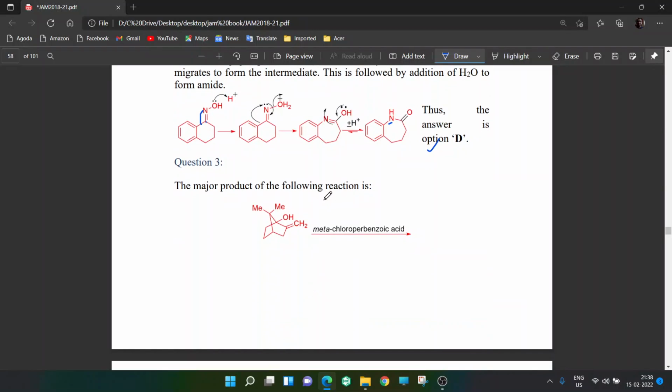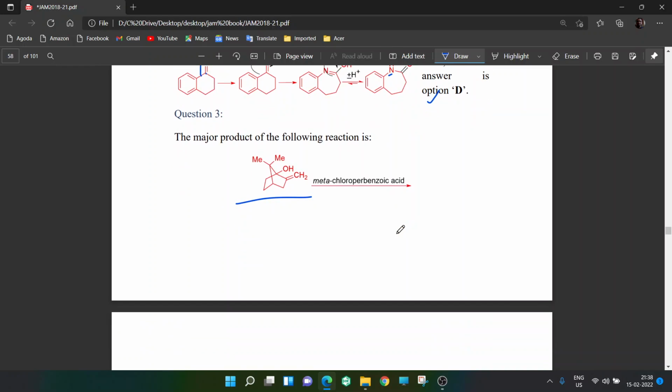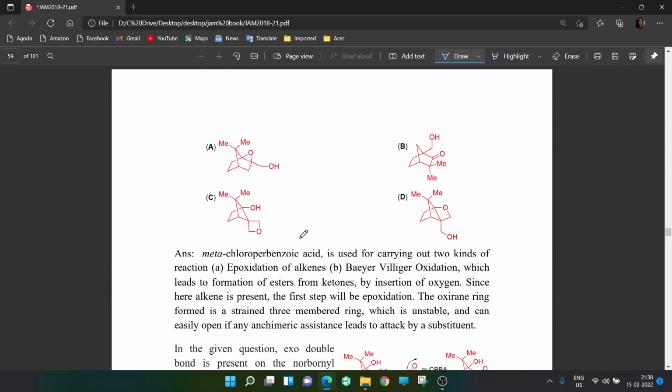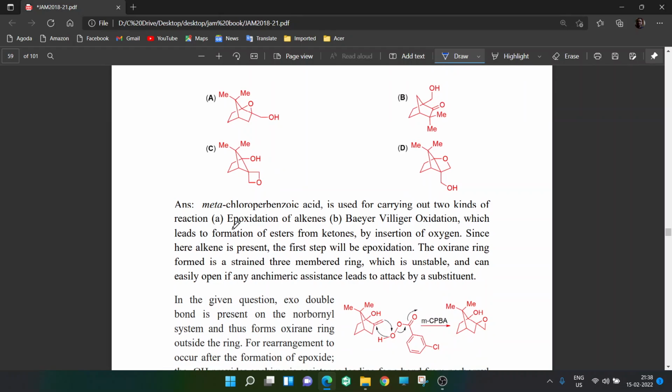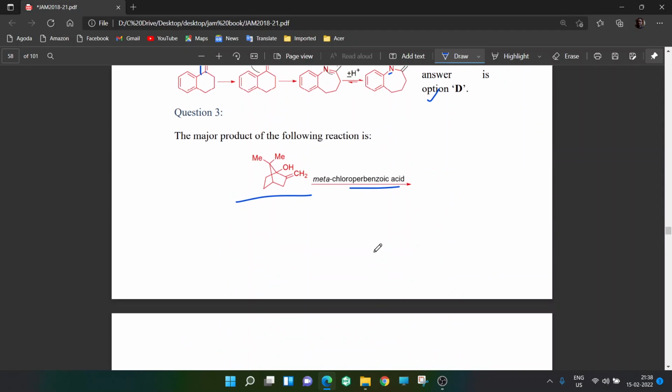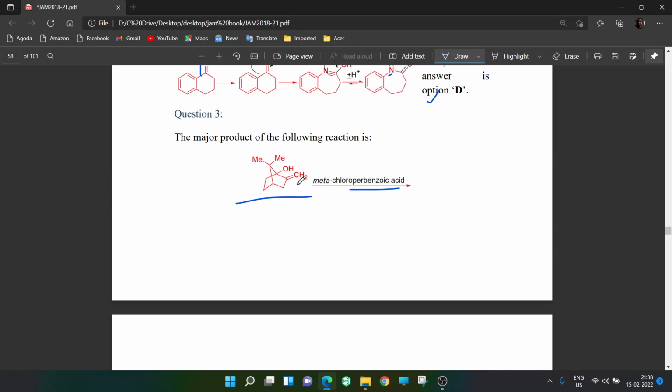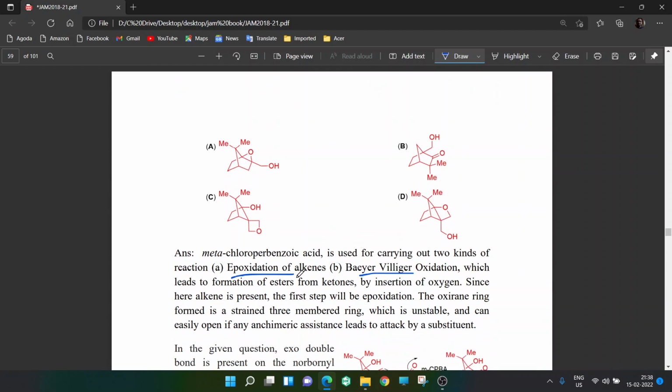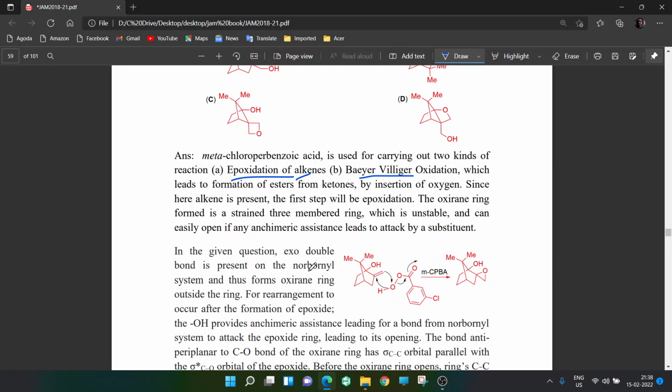Next question. The major product formed in the following reaction. So you are having this norbornene kind of system, and you are reacting with metachloroperbenzoic acid. Now MCPBA is called a peracid, perbenzoic acid, peroxy acid. So peroxy acid basically does two kinds of reaction. One is epoxidation reaction, one is Baeyer-Villiger oxidation. Epoxidation of alkenes means once alkene is there, it will form epoxide. For Baeyer-Villiger, we need a carbonyl group which is not here. So we understand it will first undergo epoxidation reaction.